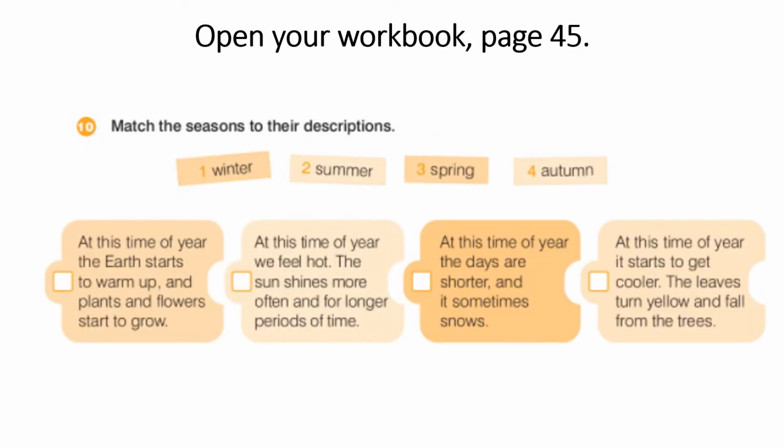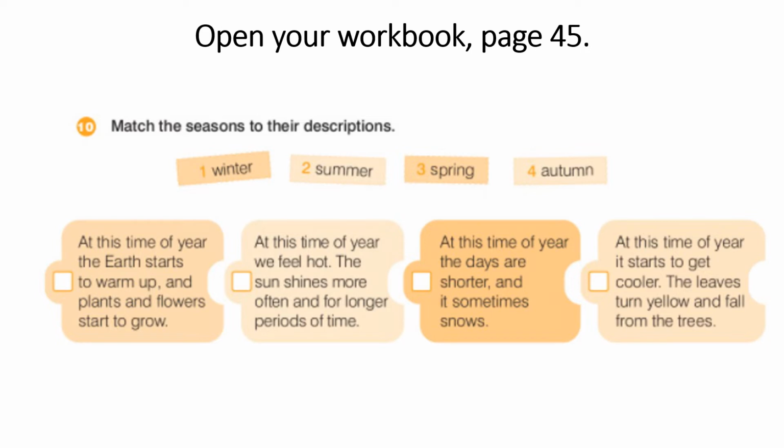Match the seasons to their descriptions. Spoji godišnja doba s njihovim opisom. At this time of year, the earth starts to warm up and plants and flowers start to grow. U ovo doba godine zemlja se počinje zagrijavati, biljke i cvijeće rastu. At this time of year we feel hot. U ovo doba osjećamo vrućinu. The sun shines more often and for longer periods of time.